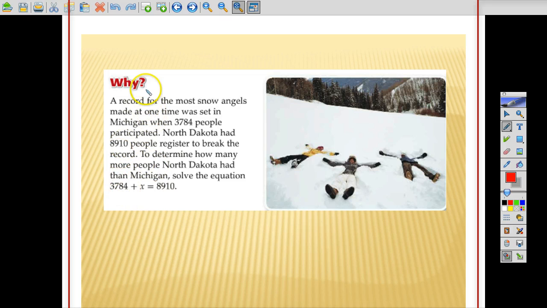So here's a real-world example of when we would use it. A record for the most snow angels made at one time was set in Michigan when 3,784 people participated. That is a lot of snow angels. North Dakota had 8,910 people registered to break the record. To determine how many more people North Dakota had than Michigan, solve the equation 3,784 plus x equals 8,910.